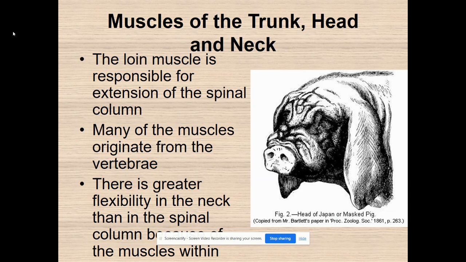We know that the loin and sirloin area in any animal is typically your highest value cut. The purpose of those muscles is actually the extension of the spinal column. Most of them originate or are attached to the vertebrae, and so they don't receive quite as much flexion or movement as the animal's muscles that are in the head and trunk and neck area. There's a lot greater flexibility in the neck than there is in the spinal column, and that is because of the muscles within.